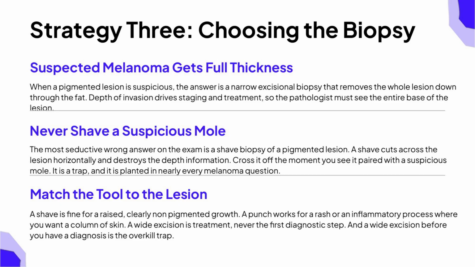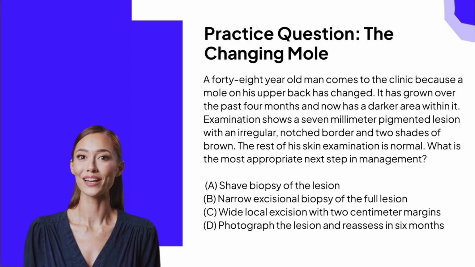Now the trap. Almost every melanoma question offers a shave biopsy. A shave slices horizontally, transects the tumor, and destroys the depth information. Cross it off on reflex. 2 more distractors. A punch biopsy is excellent for a rash or inflammatory condition, but not your first choice for a small suspicious mole. And a wide local excision is treatment, not diagnosis. Choosing it before a tissue diagnosis is the overkill answer, and this exam punishes doing too much as hard as doing too little. Our first practice question.